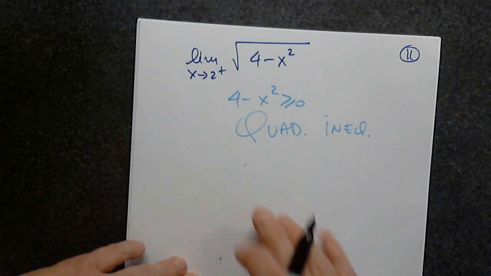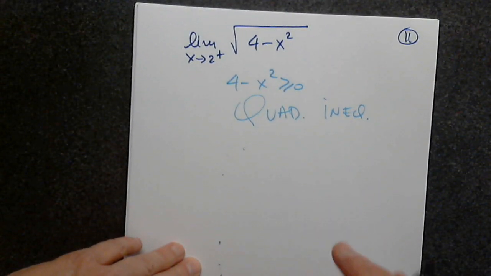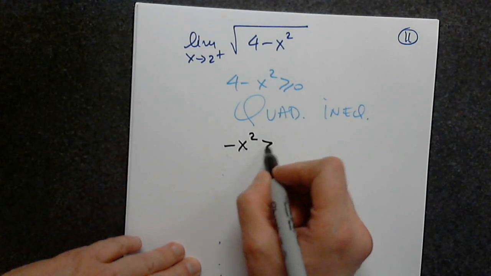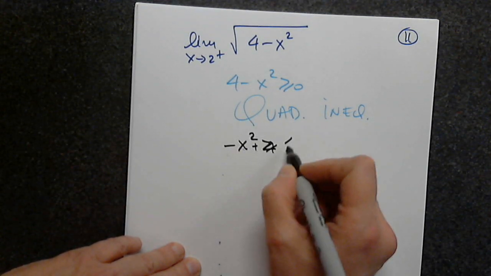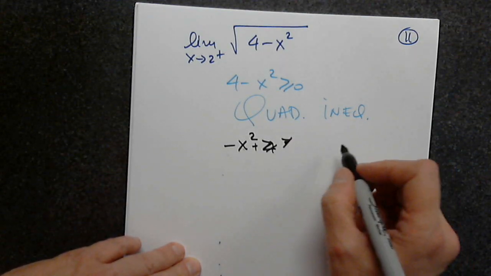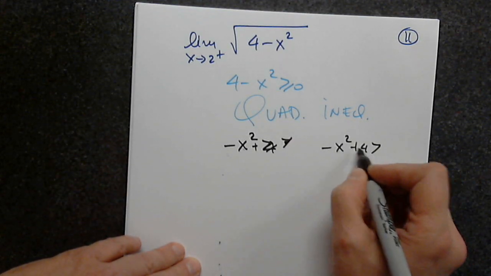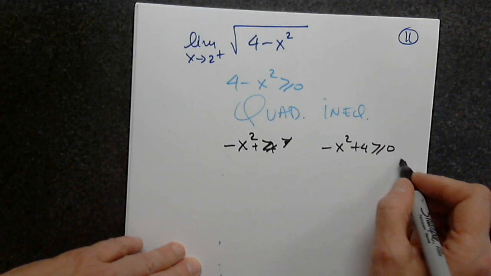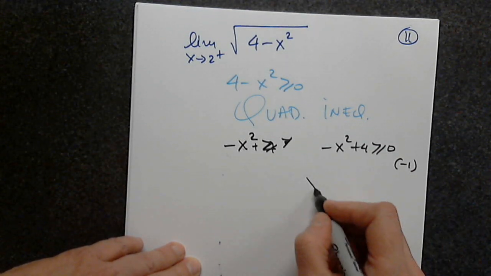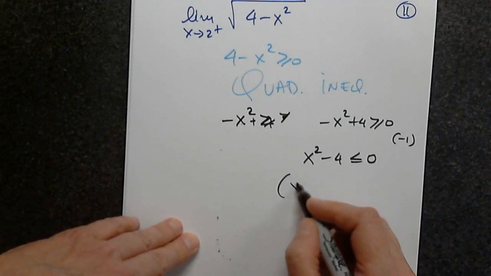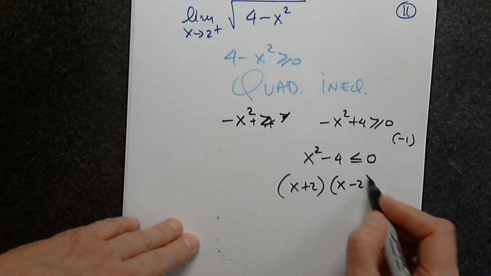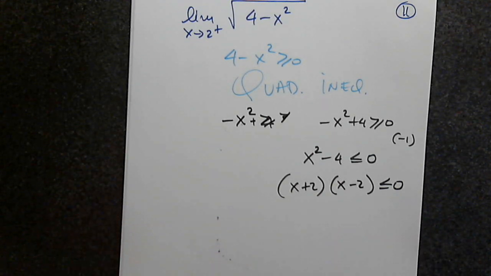No, we can never take square roots from inequalities, please. So negative x squared plus 4 greater than or equal to 0. First, I have to multiply by negative 1. I get x squared minus 4 less than or equal to 0. And I have to factor. Please remember, extremely important, do not attempt to take square roots from both sides of an inequality. Please don't.